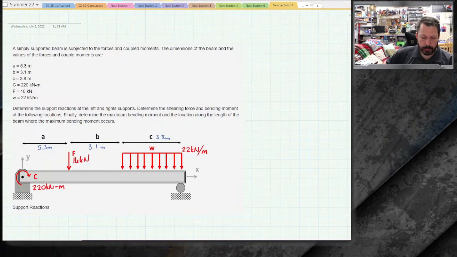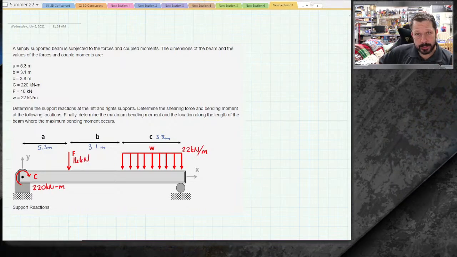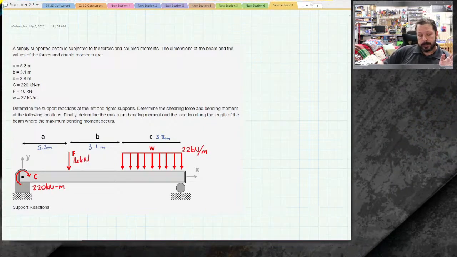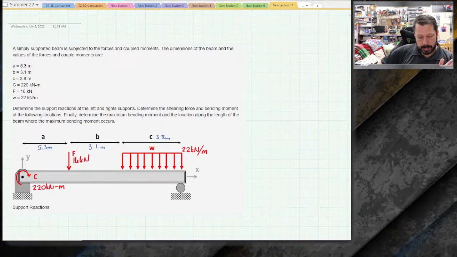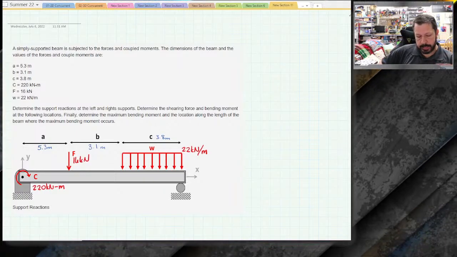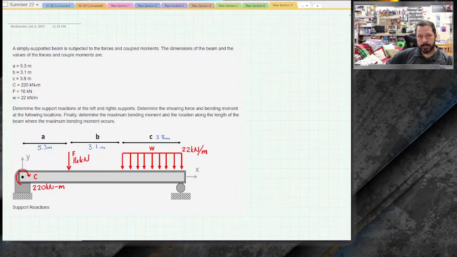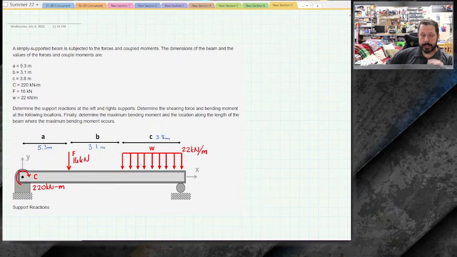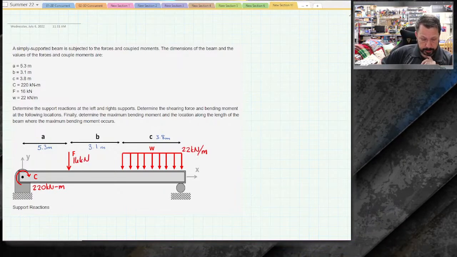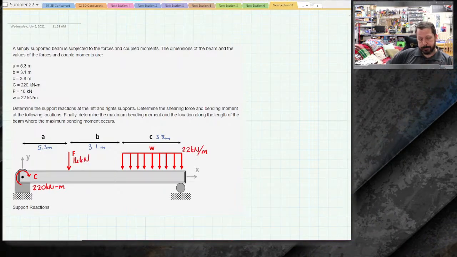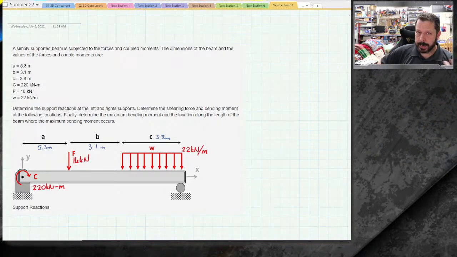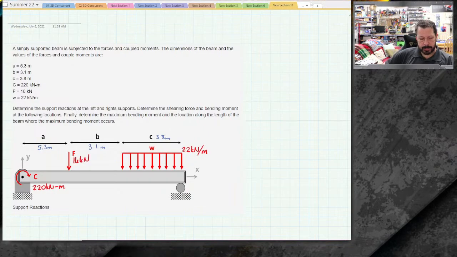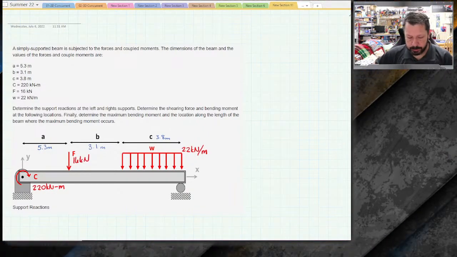Then it goes through what all we have to find. Basically, we need all the reactions. We need the equations in each of these three intervals, from 0 to A, from A to B, and from B to C. We need all those equations for the internal shear and internal bending moment in the beam. And we need the maximum bending moment. That's the part where we don't actually have to draw the shear and bending diagram, but we will, just to get practice with that.